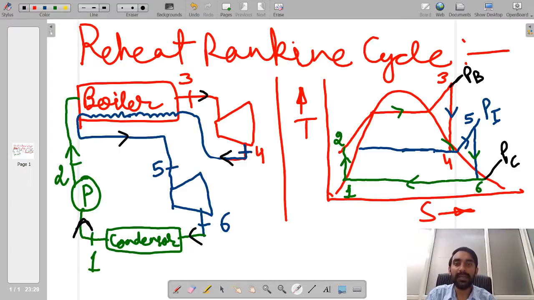In the previous lecture, we established the effect of boiler and condenser temperatures and pressure on the efficiency of the Rankine cycle, and we also established the effect of superheat on the efficiency of the Rankine cycle. Ultimately we found that the increase of boiler pressure and temperature, or decrease of condenser pressure and temperature, leads to an increase in efficiency of the Rankine cycle.